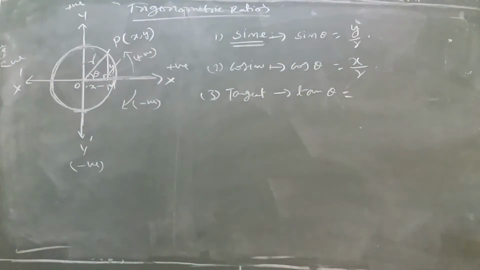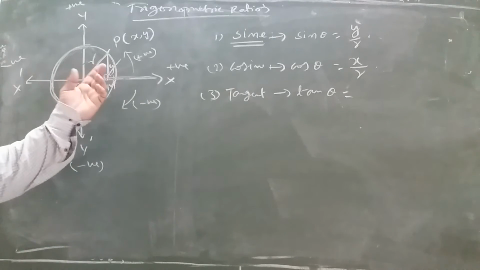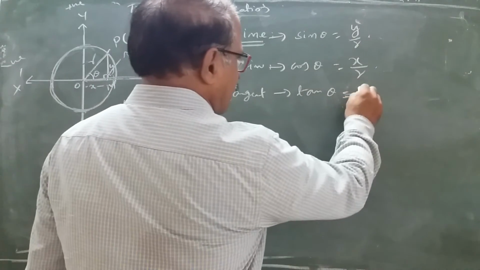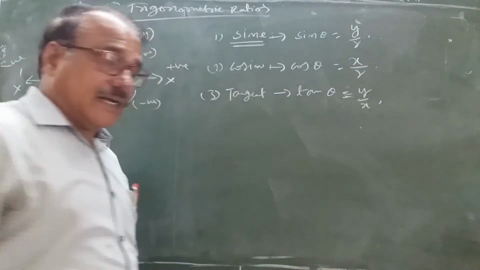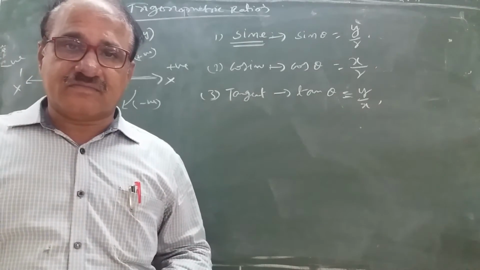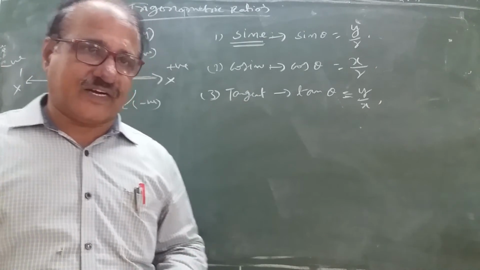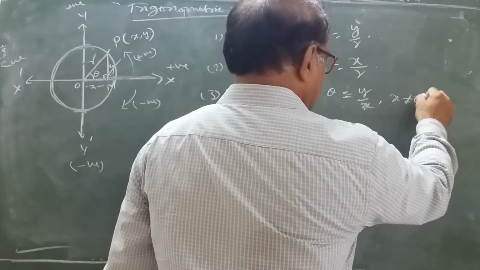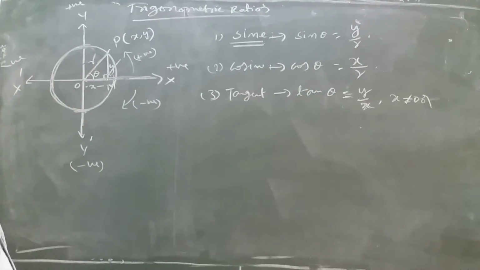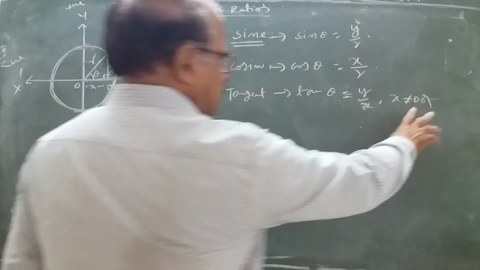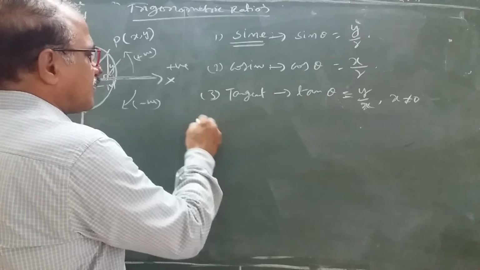This is the ratio between the y coordinate and the x coordinate, that means y by x. Here a condition is there, since x may be positive or negative or 0. If x is 0, it is not defined. That means the condition is x is not equal to 0. Next I will explain.